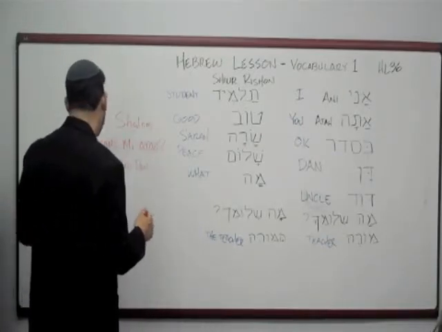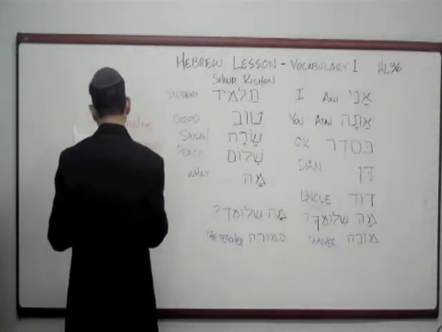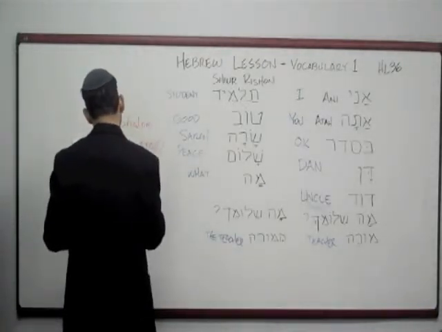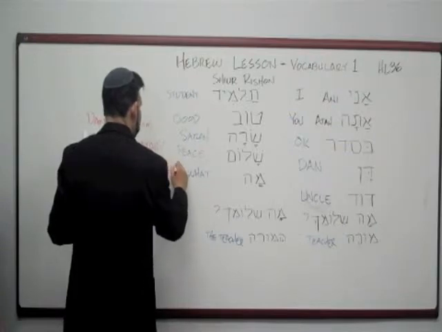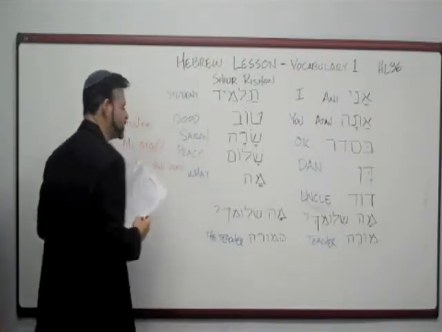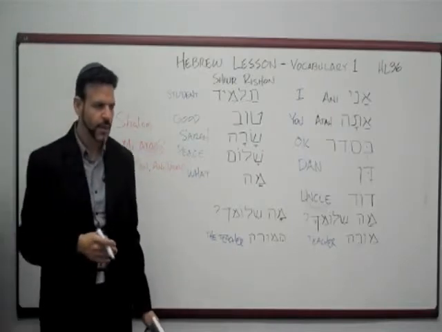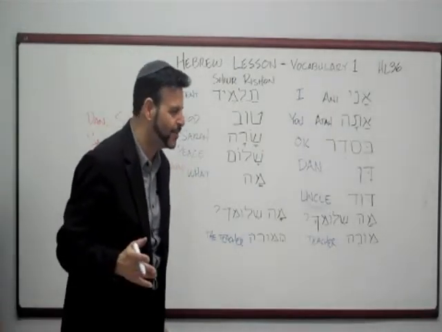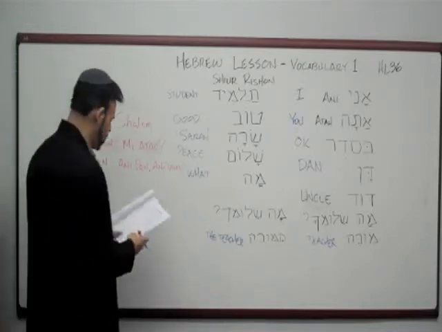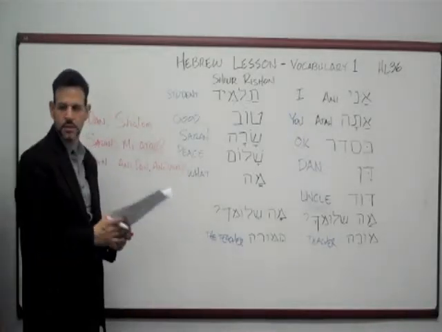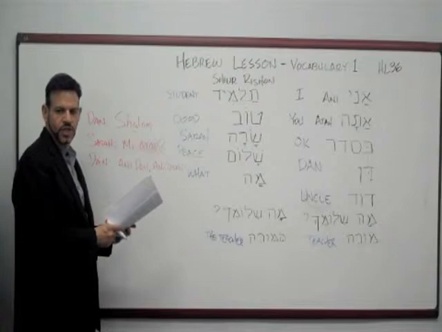Okay, so we have Ani Dan, and what else does he say? Ani Talmid. I'm a student. Because she asked the question, who are you? Because there's a stranger saying hello, and she goes, who are you? I'm Dan, I'm a student. Where is this probably taking place? Give me a suggestion.